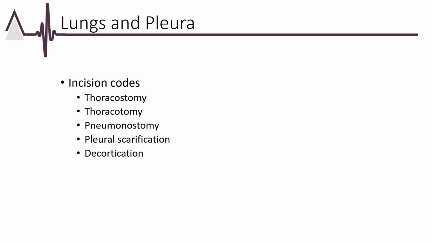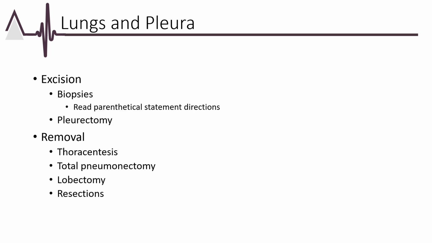Decortication is the removal of a constricting layer of tissue, like scar tissue, from the surface of the lungs to allow for full lung expansion. Under the biopsy codes, there are directions regarding imaging guidance or fine needle aspirations. There are reminders about different approaches for biopsies, like open versus percutaneous needle.